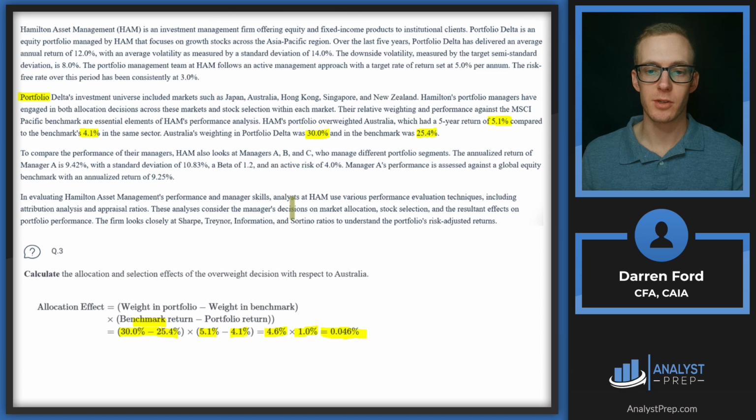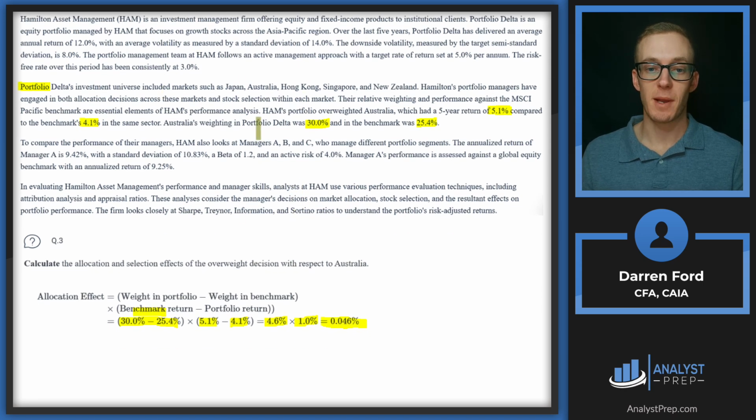So just something to note here too: it doesn't specify in the reading, but I think for Level 3, if you get a calculation on allocation effect and it's not specified, you can assume to use this Brinson-Fachler formula. I think in Level 2 we were also using the BHB formula, which doesn't take into account the portfolio return. But if it's not specified, I think for Level 3 you can assume to use this model. All right, so that'll be your first point.